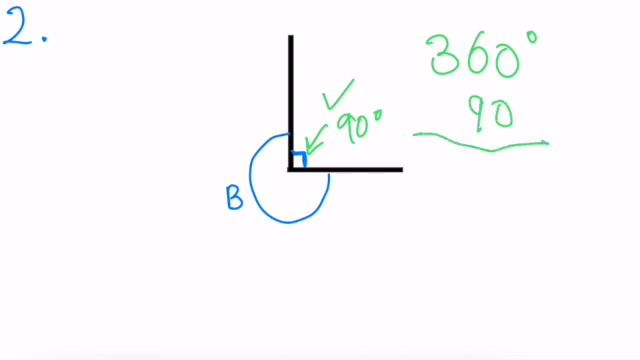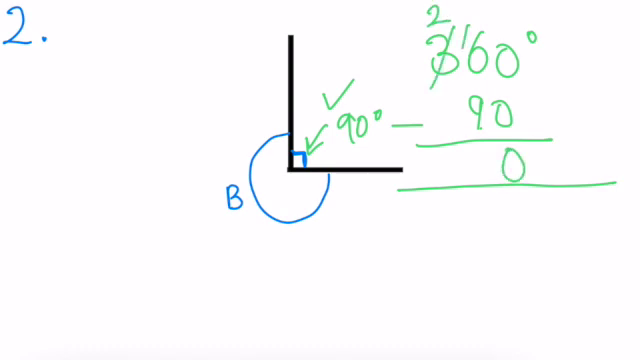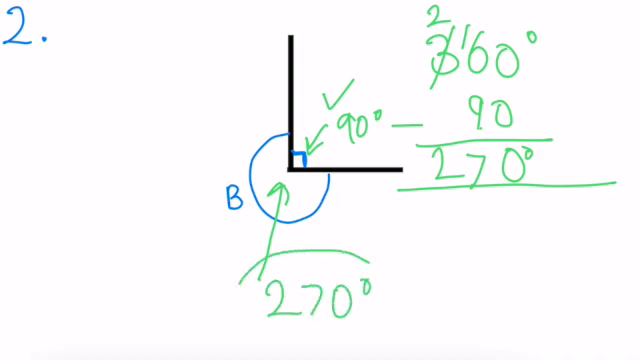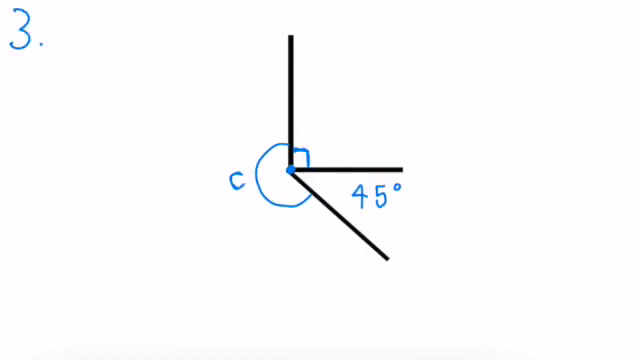Now, some of you will know that because you will be thinking of your 9 times table. So 0 subtract 0 is 0. 6 subtract 9, you can't do that, so change that to 2. 16 subtract 9 is 7. So angle B is 270 degrees, because 270 add 90 is 360. So 360 is the magic number.